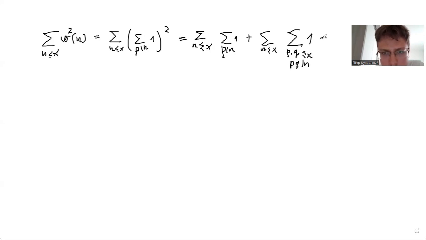Plus, minus, well, we have now 10 minutes, minus the sum over n less than x, sum over primes p squared divides n, okay? I want to say that these sums will be small compared to the main term. Okay, is this formula clear?